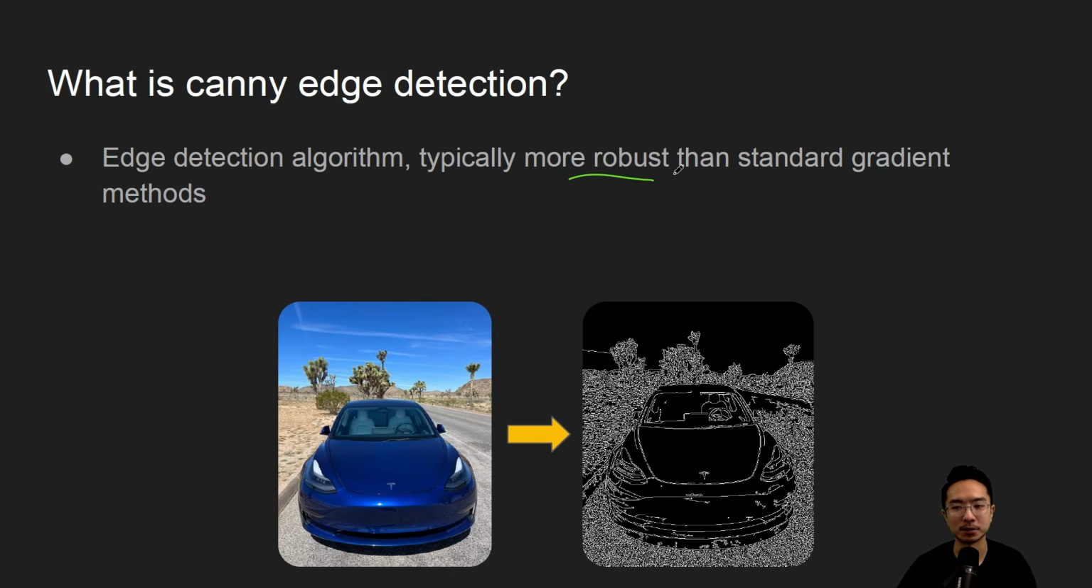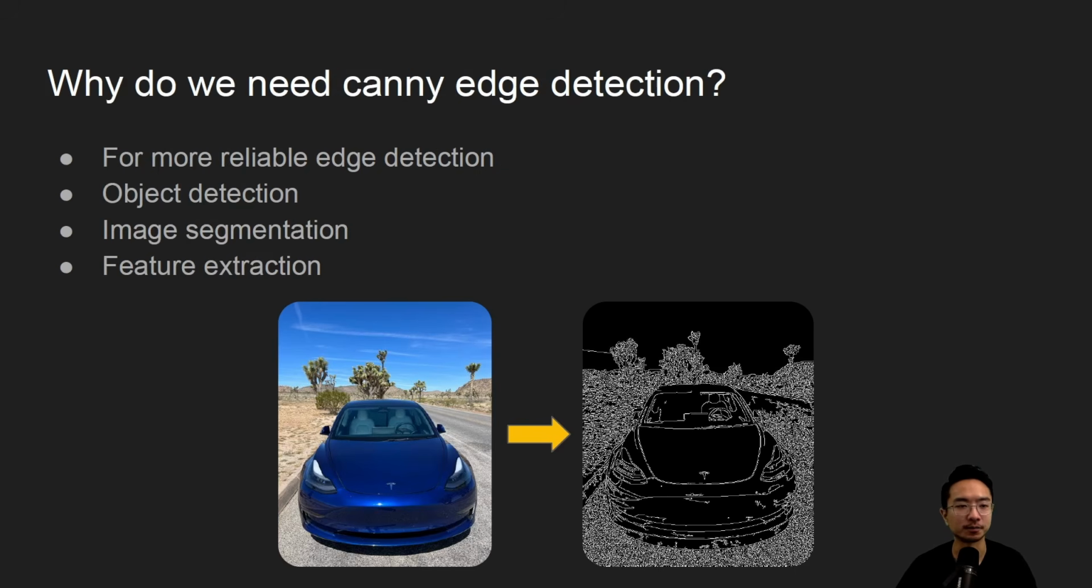So a lot of times when we just do normal gradients, the result might not be so good. So in those cases, you may have to rely on the Canny edge detection. Okay, so why do we need it? Like we said, it's going to be more robust or more reliable, but in general applications, you might use it for things like object detection, image segmentation, or feature extraction.